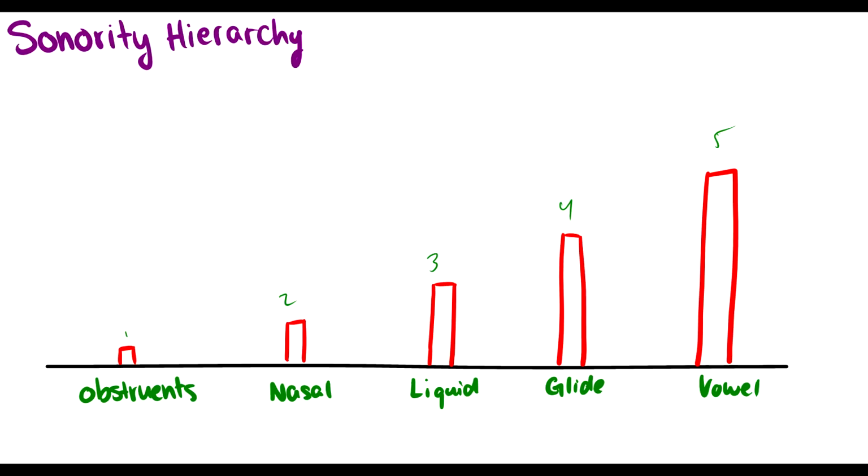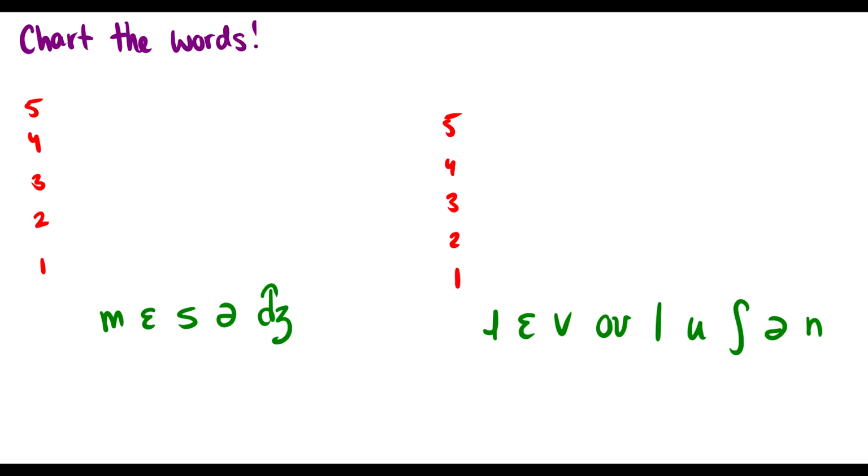So, here's terminology. Vowels are more sonorous. So, that's a term you should know. Sonorous. I think that's how you spell it. I'll not handwrite that so you can see it. So, the further right you go, the more sonorous they become. Syllable structure is based around sonority. So, let's chart these words.